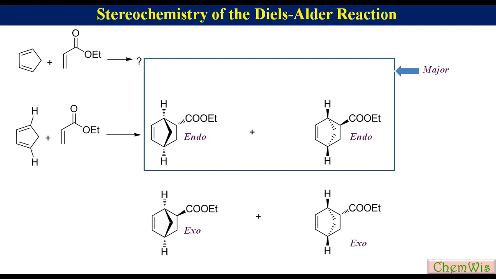These are the top views of the Diels-Alder adducts. If we view this endoproduct from the lateral side, it would look like this. Similarly, if we view the exoproduct from the lateral side, it would look like this.